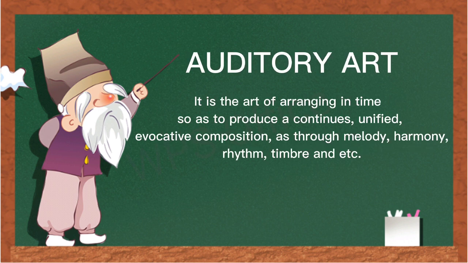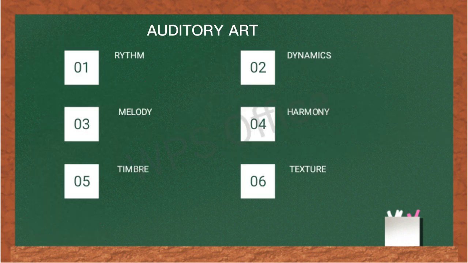An auditory art is the art of arranging sounds in time so as to produce a continuous, unified, evocative composition through melody, harmony, rhythm, timbre, and etc. So there are six elements of auditory arts.